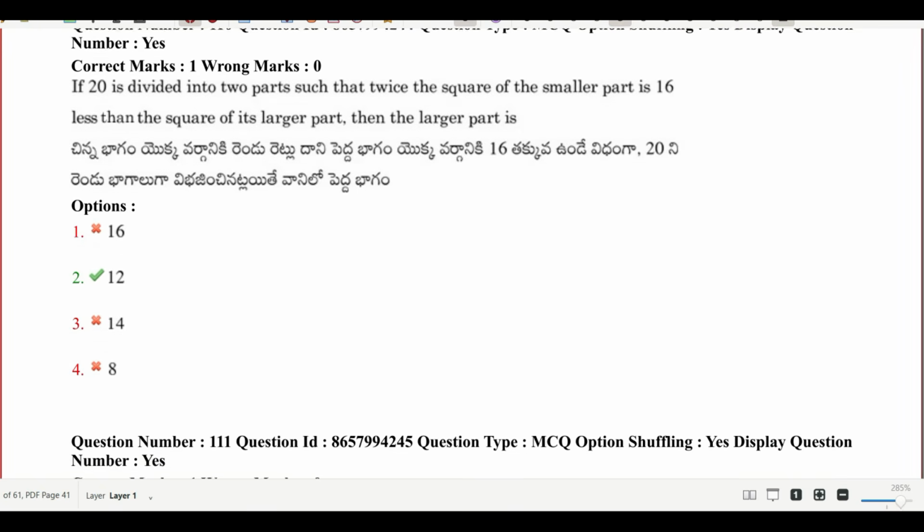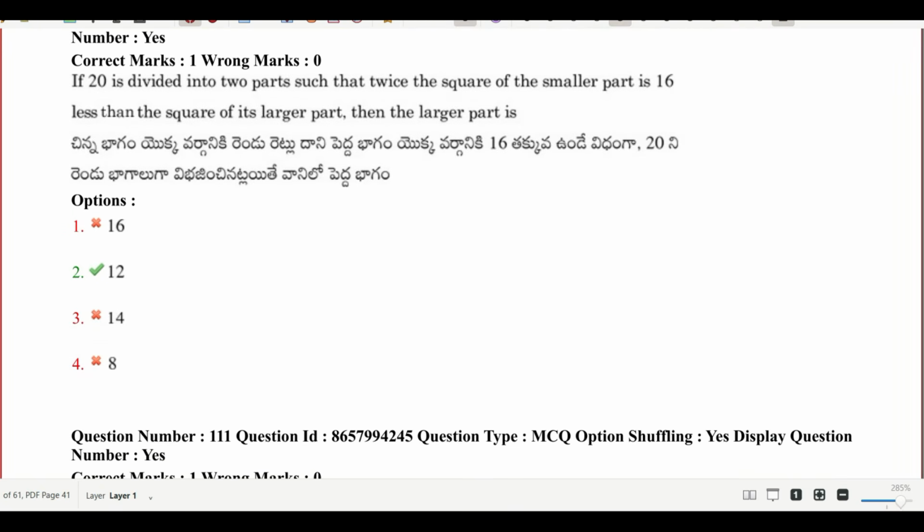If 20 is divided into two parts such that twice the square of the smaller part is 16 less than the square of the larger part, then what is the larger part? Okay, 20 is divided into two parts. Suppose the smaller part is x, then the larger part would be 20 minus x.